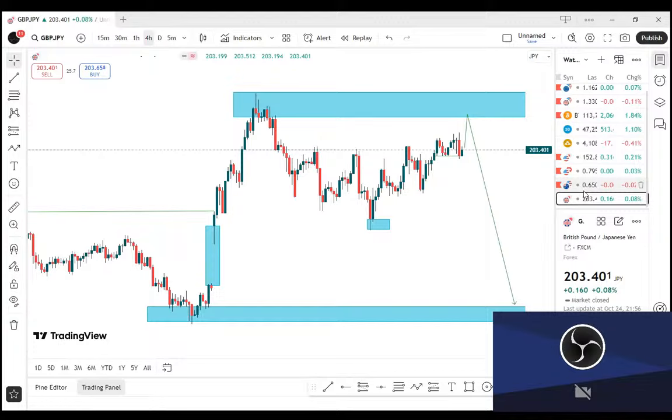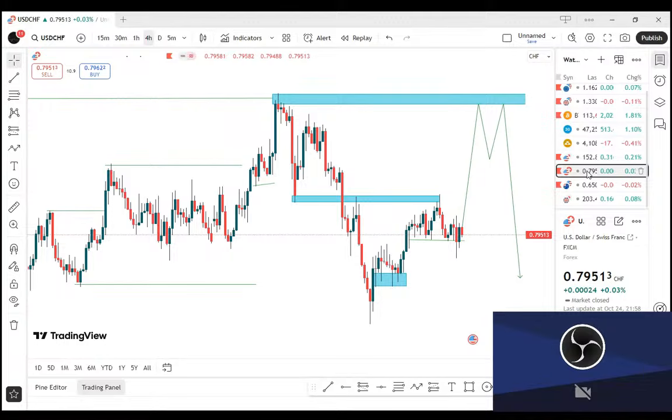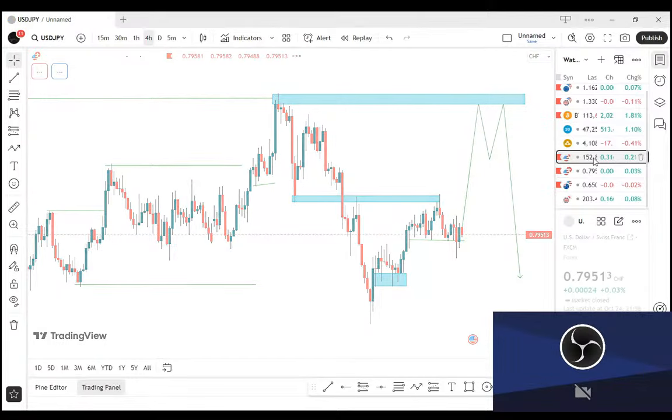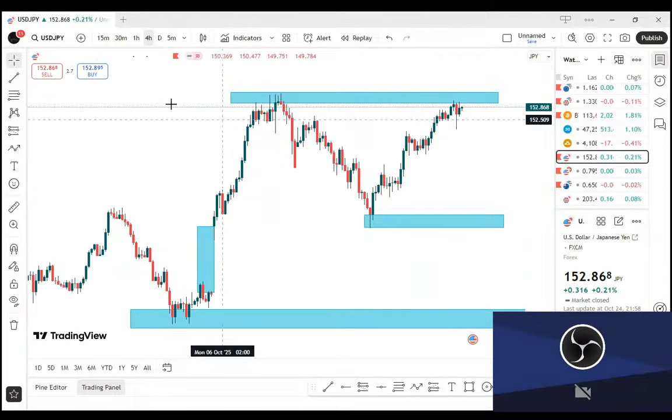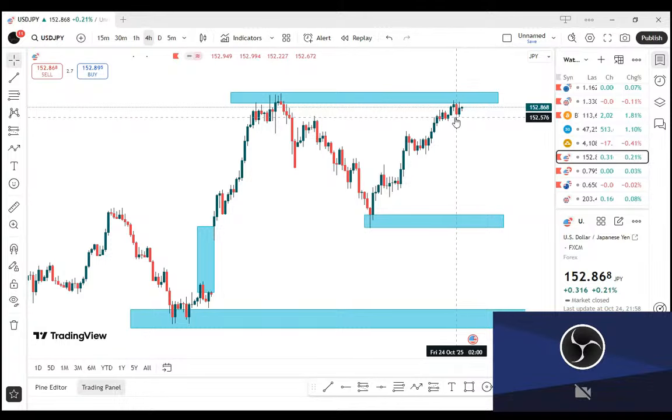So these are my expectations on GBP JPY. See AUD USD respecting that zone, and then we're seeing USD Swiss franc. We're seeing USD JPY. Paying attention to USD JPY. USD JPY is the one that is very close to my key zones. That's why I've been paying attention to it since Friday. Since Friday, that's when I've been looking at this.